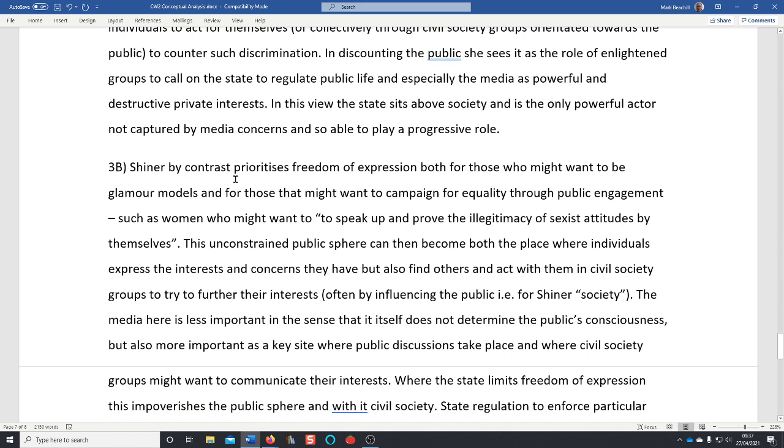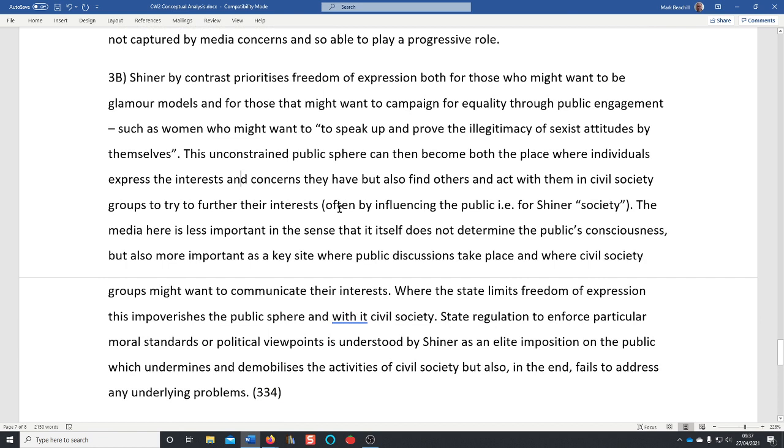Shiner, by contrast, prioritises freedom of expression, both for those who might want to be glamour models and for those who might want to campaign for equality through public engagement, such as women who might want to speak up and prove the illegitimacy of sexist attitudes by themselves, right, in quotes. This unconstrained public can then become both the place where individuals express the interests and concerns they have, but also find others and act with them in civil society groups to try to further their interests, often by influencing the public, i.e. for Shiner's society.